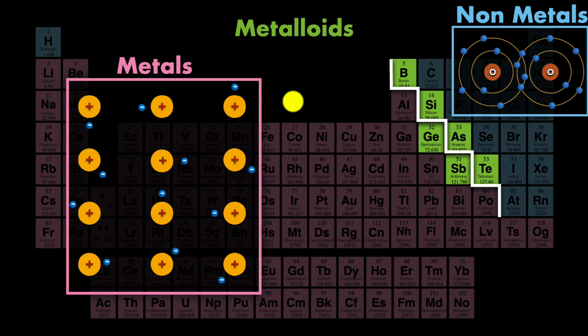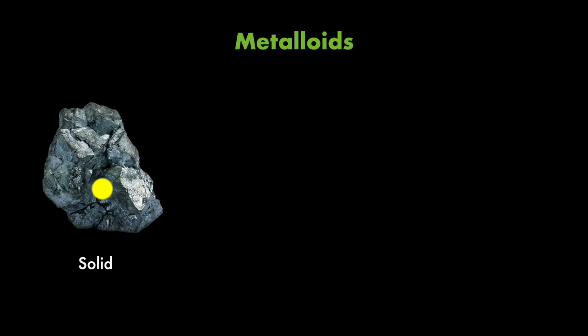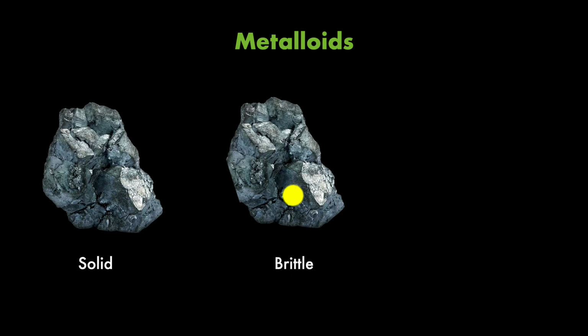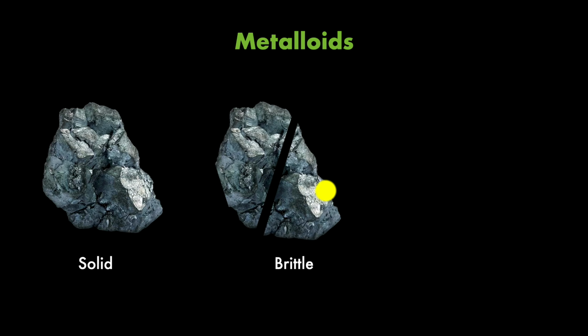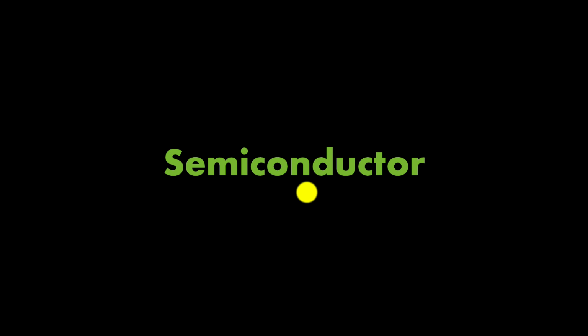And that in between thing actually shows up in their properties as well. For example, metalloids are solids at room temperature, pretty much like metals. But they're also brittle like nonmetals. But some of them can be very shiny like metals. So you see, their properties are in between that of metals and nonmetals. And what about their electrical conductivity? That's also in between that of metals and nonmetals. So unlike metals, they're not great conductors, but unlike nonmetals, they're also not poor conductors. They're in between, and that's why they are semiconductors.